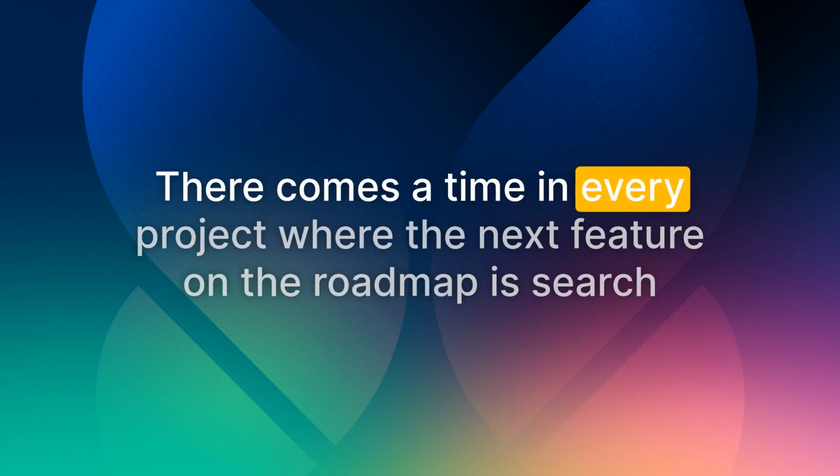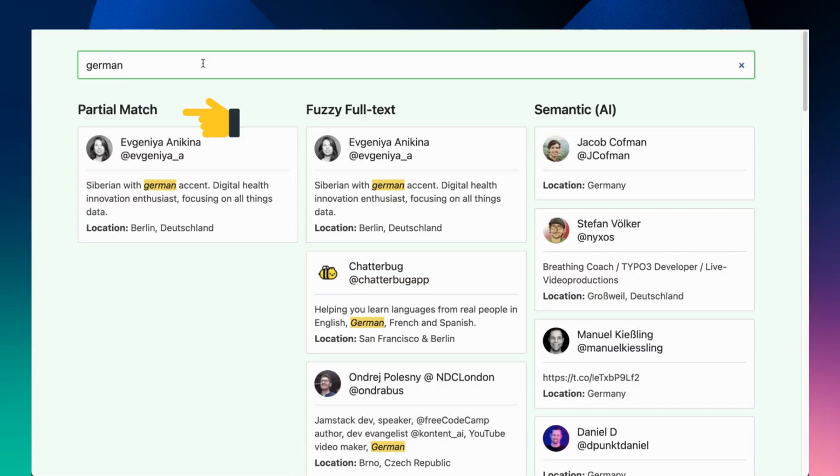There comes a time in every project where the next feature on the roadmap is search. And with Xata, you got 3 options. You can do regular old partial match search, the more advanced fuzzy full text search, and even AI-driven semantic search. The partial match only matches the exact term German, while fuzzy full text will allow for Germany and the capitalized German. Semantic search, though, understands the meaning behind the search term German.